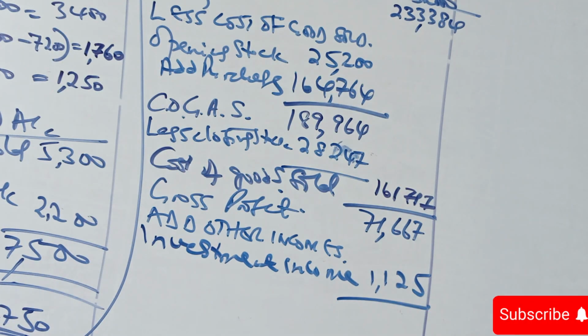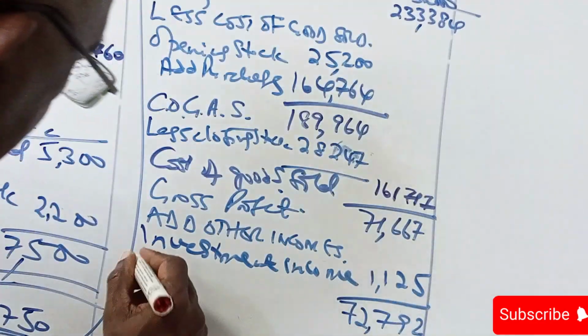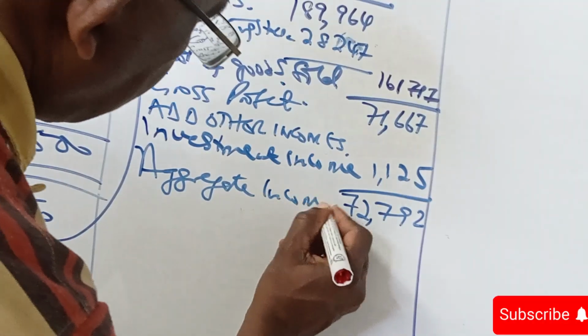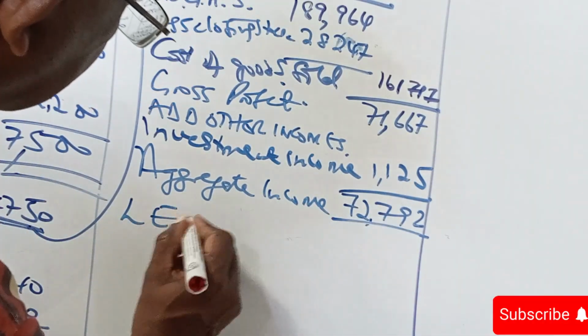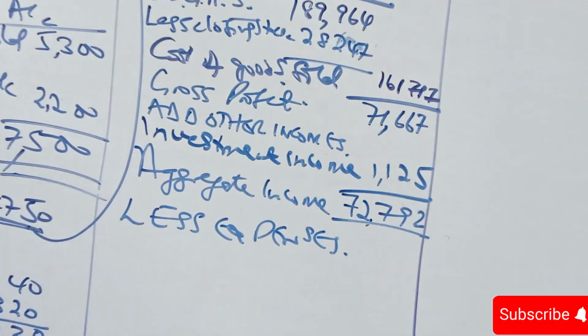71,667 plus 1125, we get a figure of 72,792. That is aggregate income. We say less expenses, and when we say less expenses, we start with the adjusted expenses.